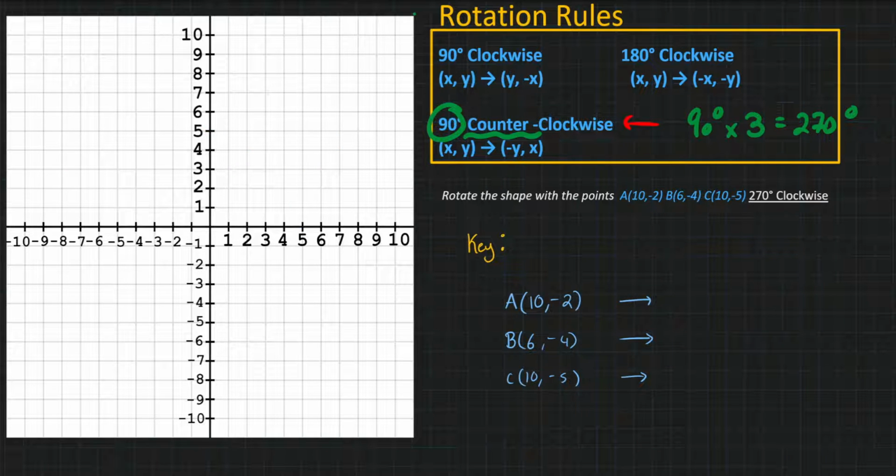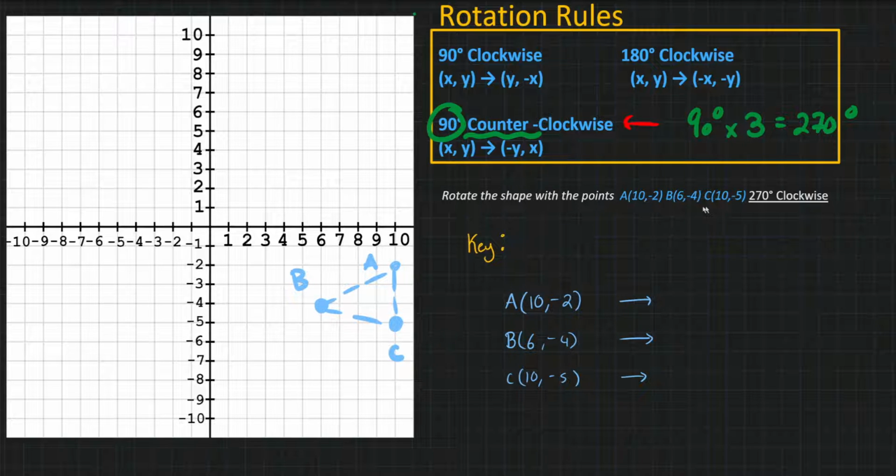We're going to rotate this shape 270 degrees clockwise. So let's start by graphing the points. 10, -2, that's here. That's my A. 6, -4, that's here, that's my B, and 10, -5, that's right here, that's my C. And that's my pre-image. Nice and easy, right?